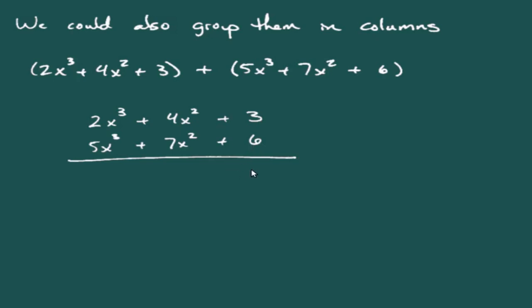And so now I can add them in columns, like my usual arithmetic. 2 plus 5 gives me 7x cubed, plus 4 plus 7 gives me 11x squared, and then 3 plus 6 gives me 9 on the end. And so my final answer is just going to be 7x cubed plus 11x squared plus 9.